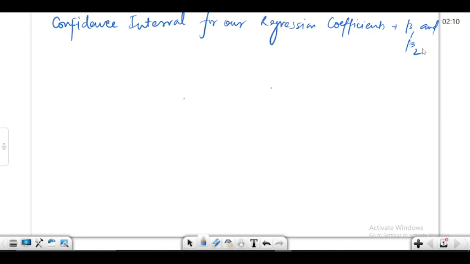So in the last video we talked about your confidence interval, when we were talking about interval estimation. Your confidence interval is basically a range in which you are confident with some percentage, say 90% or 95%, that your true population parameter value might be lying. Okay, so that was about your confidence interval. So let's try to form a confidence interval for our regression coefficient also. How do we do this?